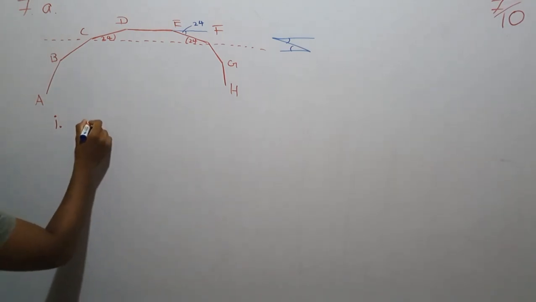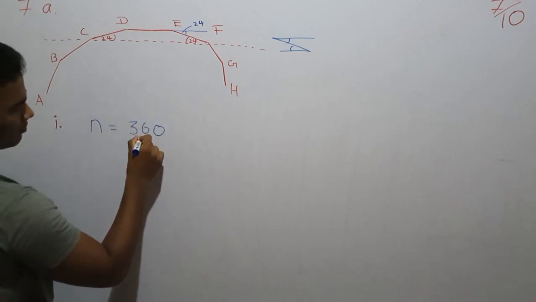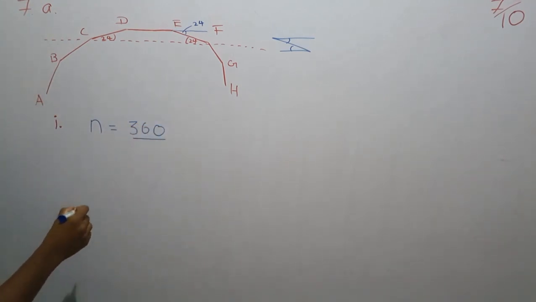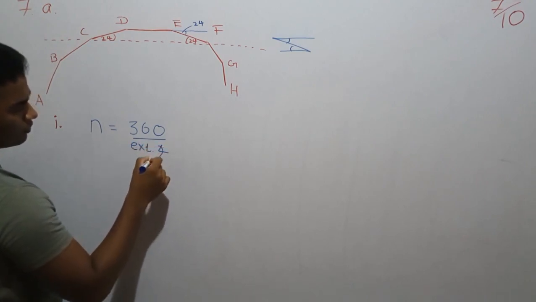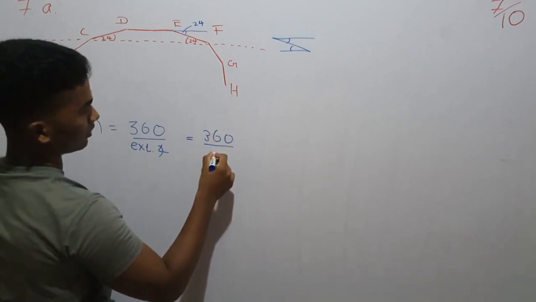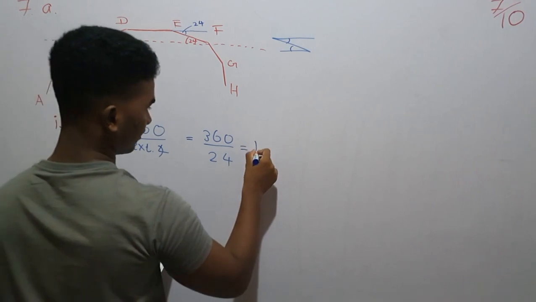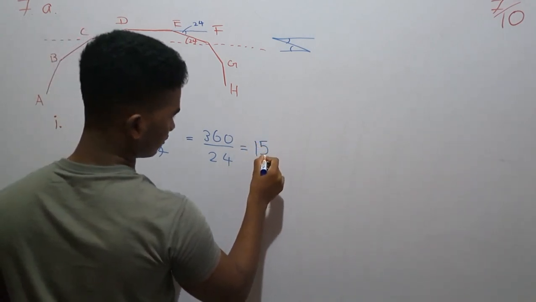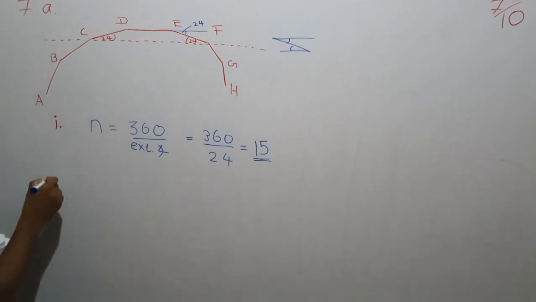The formula is number of sides equals 360 divided by the exterior angle. Exterior angle is equal to 360 divided by 24. So I get the final answer as 15 sides.